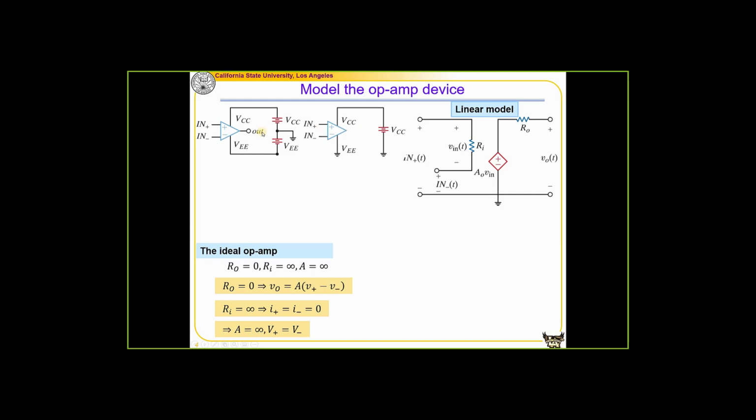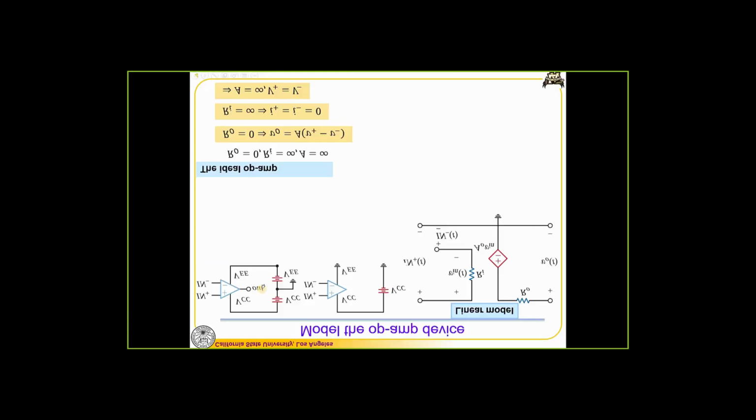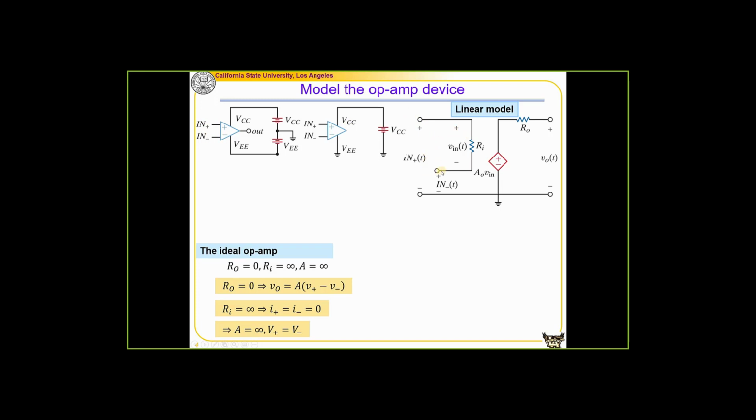I didn't draw that. And the input pins are here. One is here and the other one is here. This is the in plus, and this is the in minus. The difference between the two is represented by the voltage difference V in. If we call this side V plus and this side V minus, V in equals V plus minus V minus. That is called V in.